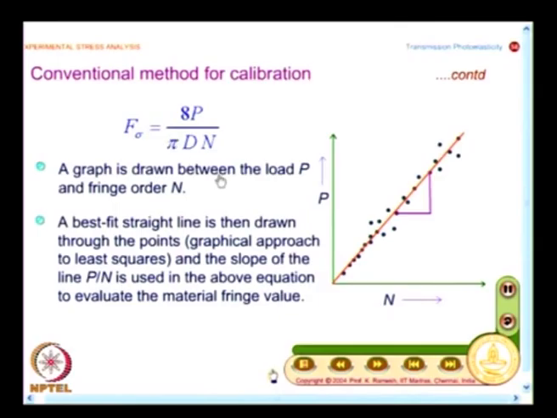This is so far so good when you are able to do a live load experiment, where I can keep changing the load and find out what is the fringe order at the center. Suppose I do a stress freezing, which we would see later.